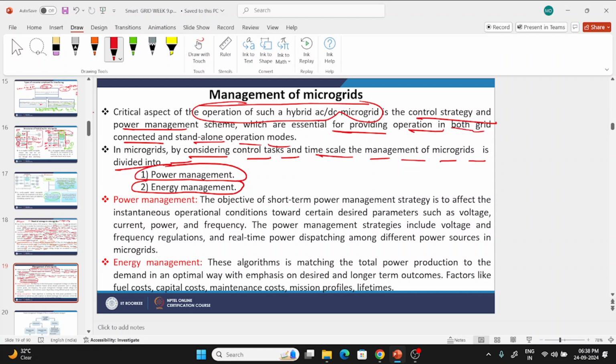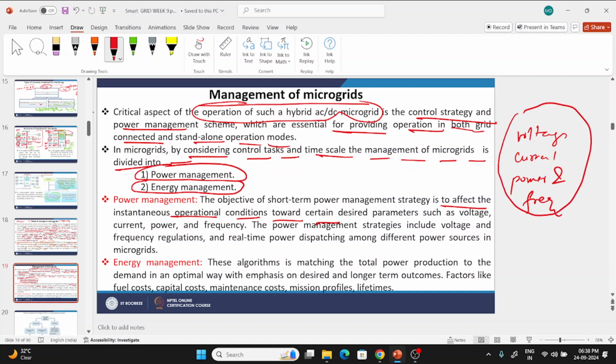In the power management, the objective is to affect the instantaneous operational condition towards certain parameters such as voltages, current, power, and frequency. The power management strategies also include voltage and frequency regulation, power regulation, and real time power dispatching among the different sources in the microgrid.